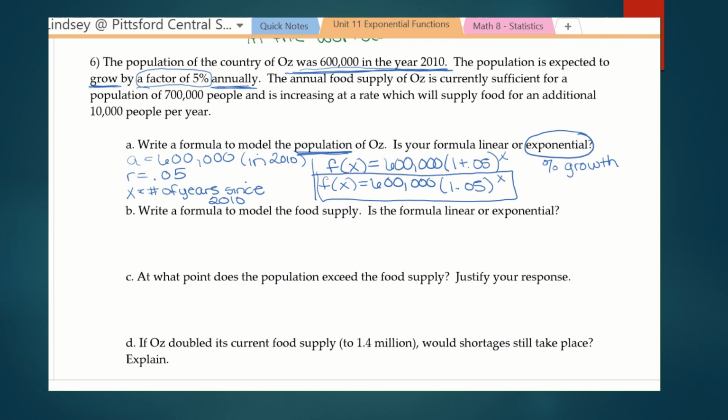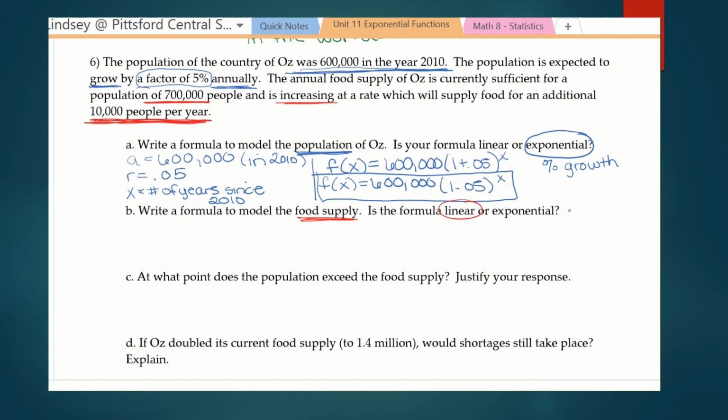All right, so now we're going to write a formula to model the food supply. This is going to be the second half of our word problem here. We're going to decide, is this formula linear or exponential? The food supply of Oz is currently sufficient for a population of 700,000 people, and it's increasing at a rate which will supply food for an additional 10,000 people per year. So every year the food supply will increase by 10,000. That is a constant rate of change, which means this is a linear formula.